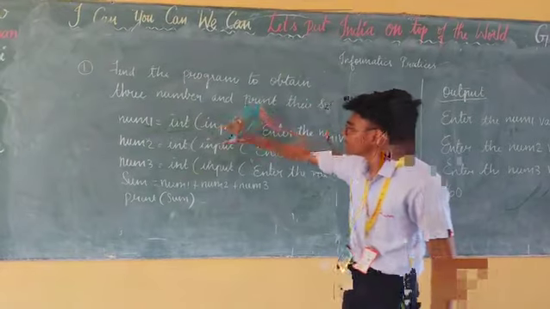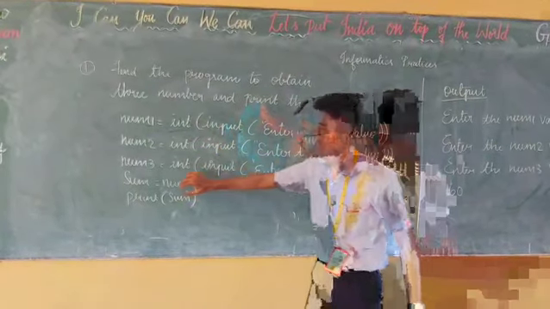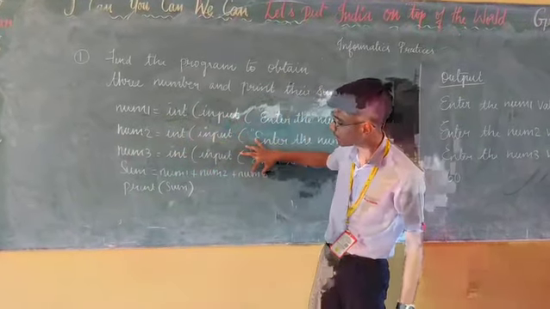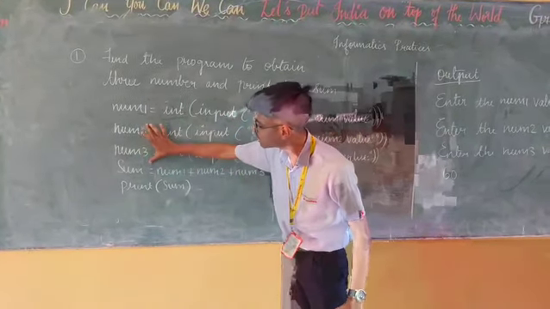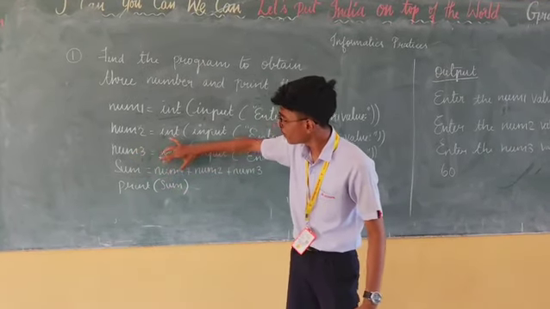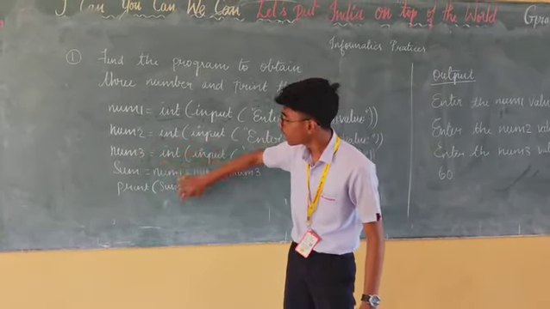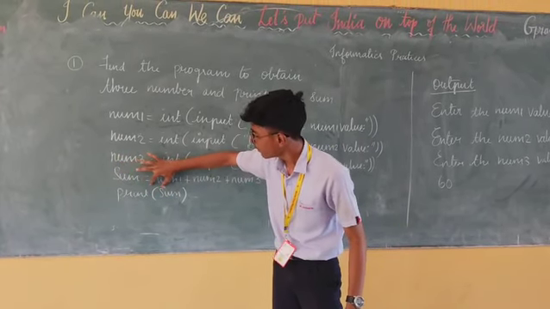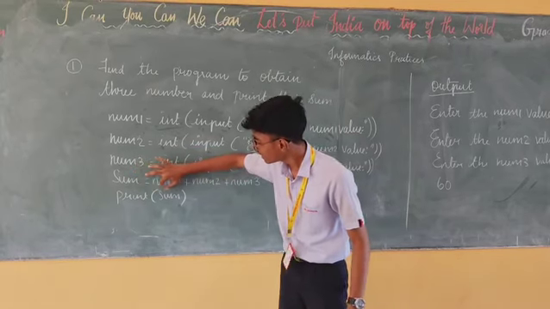Similarly, I have written num2 and num3, and at last I have written sum equal to num1 plus num2 plus num3, because I want to add all these numbers and show them in the output. I have written sum equal to num1 plus num2 plus num3, and at last I want this sum to be printed, so I have written print bracket sum bracket.